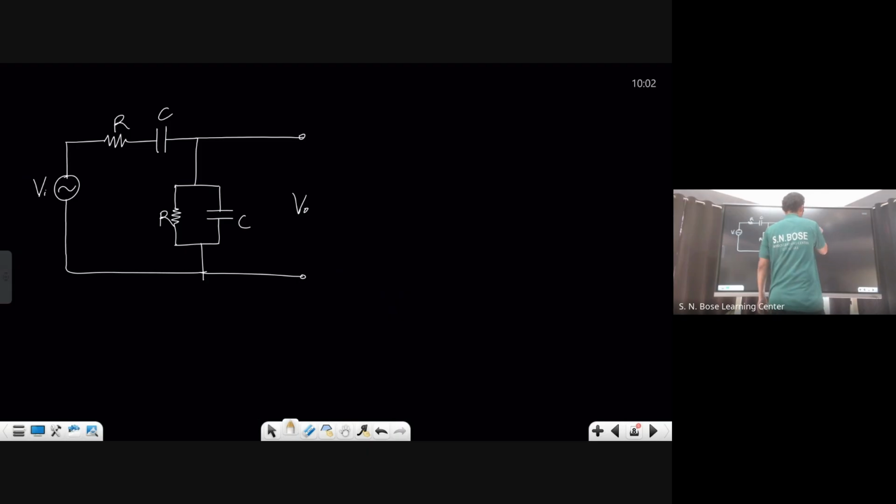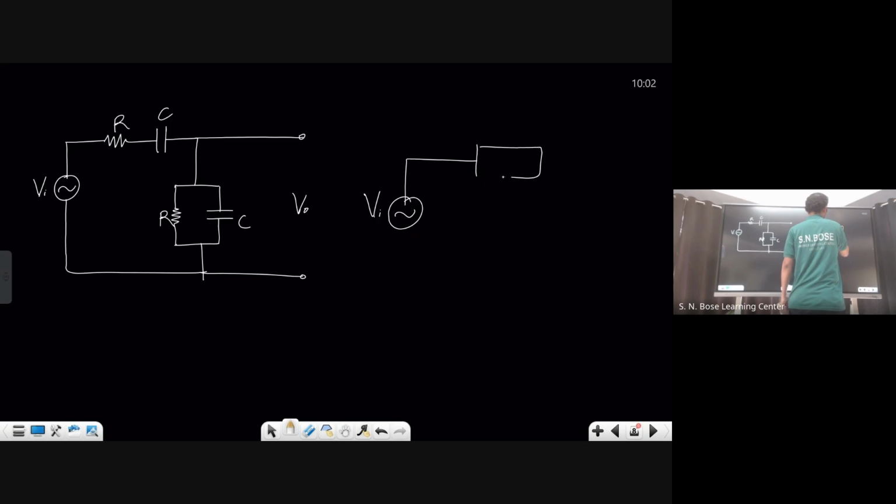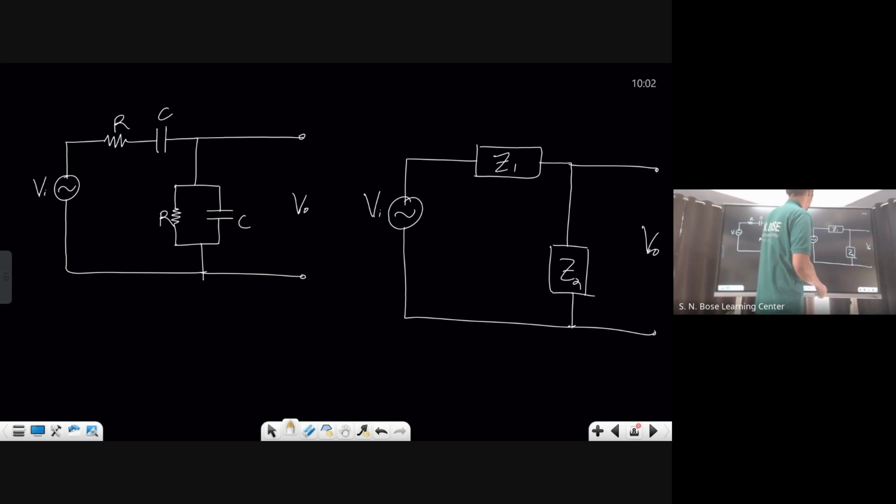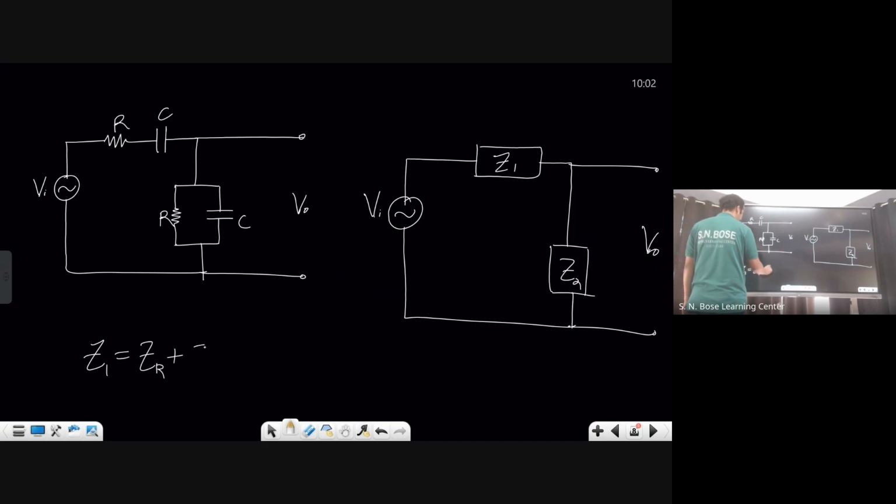Can I redraw this one? Is that okay? Vi, so total impedance of this arm and total impedance of this arm. What do you say? I'll say this is Z1, this is Z2, okay? And I'm finding V naught here. You check that out, okay? While solving the problem, you build some other ideas, okay? Fine. So what is that Z1? Z1 is ZR plus ZC, am I right? Z1, okay? These two together, that is Z1.